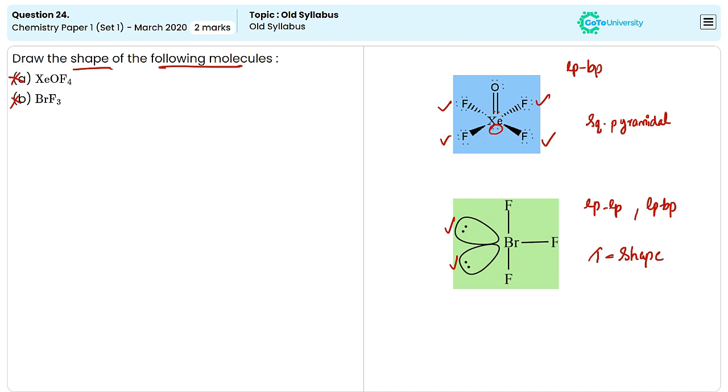So XeOF4 has square pyramidal shape and BrF3 has T shape.